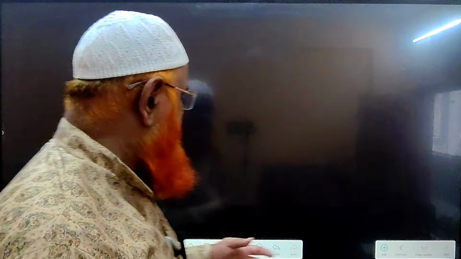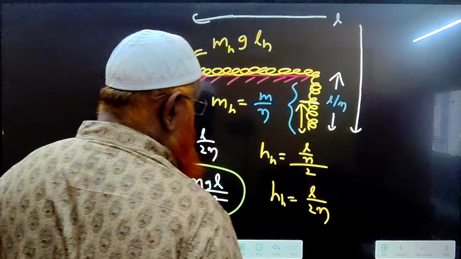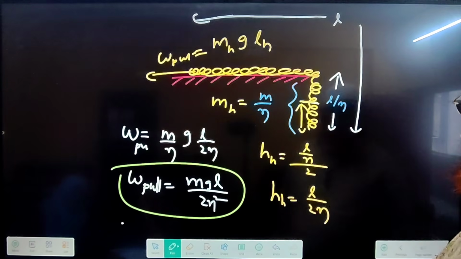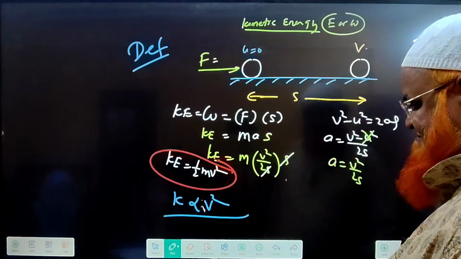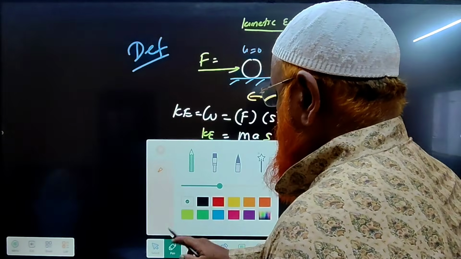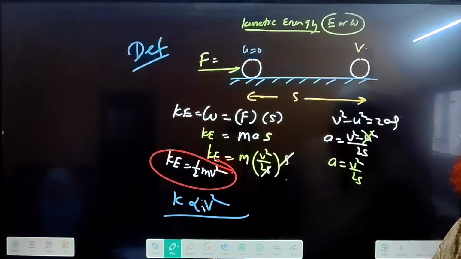So that is the formula. This is called kinetic energy. Okay, understood what is kinetic energy now? Is it clear?